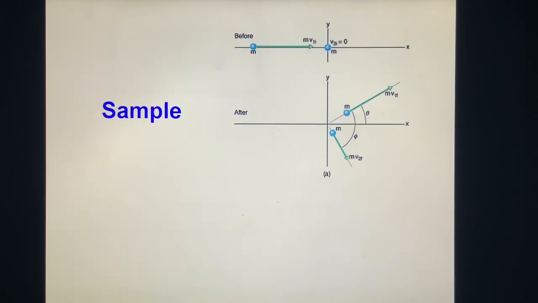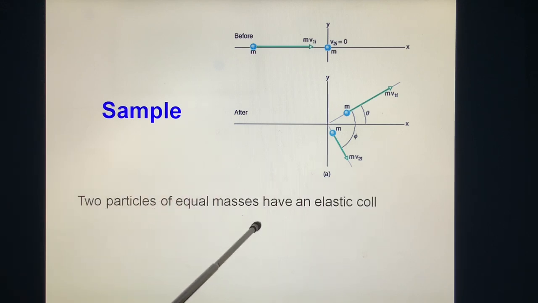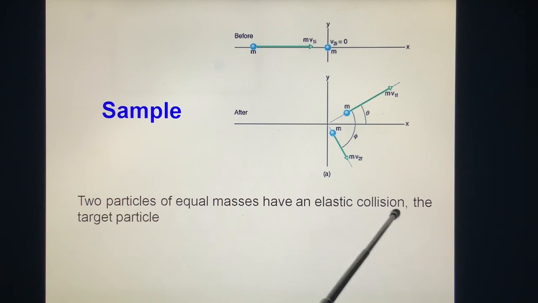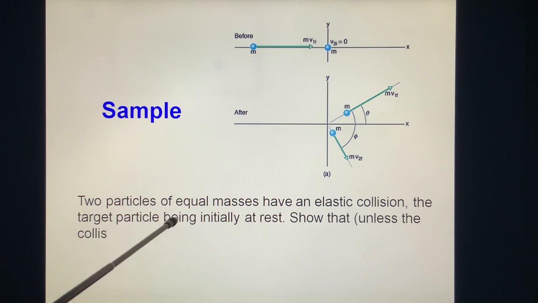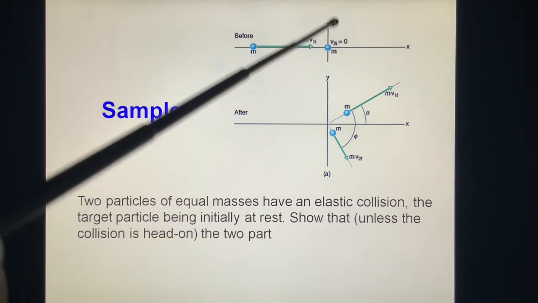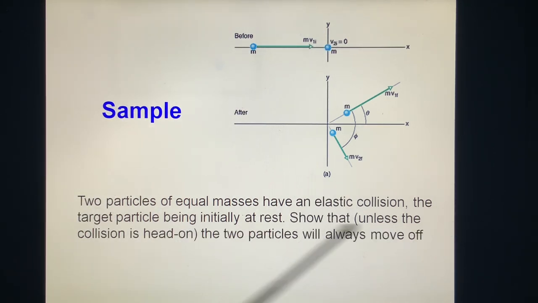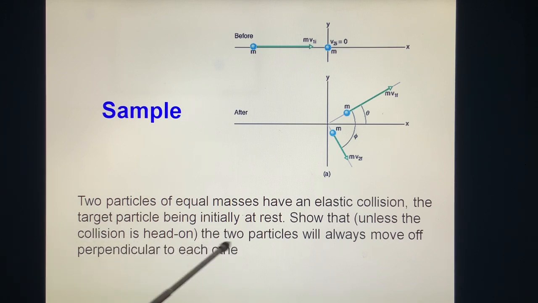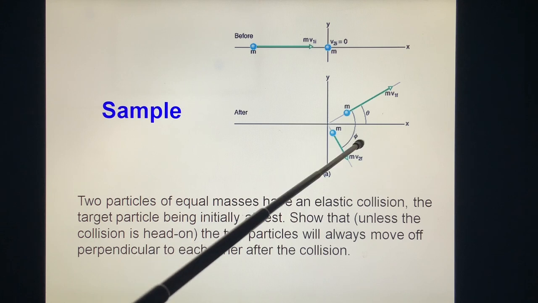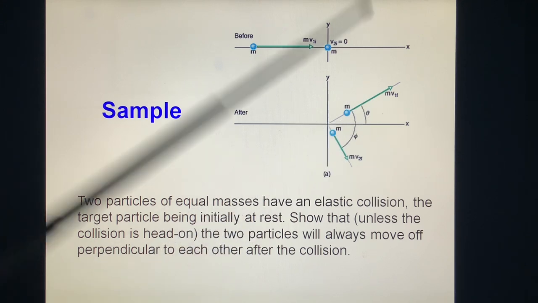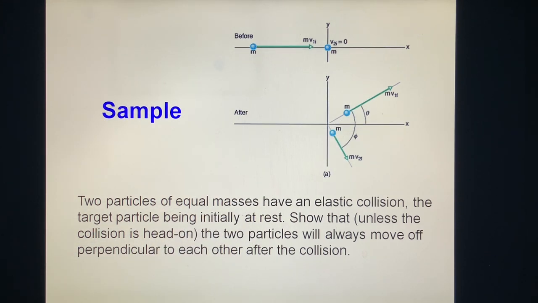Sample. Two particles of equal masses have an elastic collision, the target particle being initially at rest. Show that unless the collision is head-on, the two particles will always move off perpendicular to each other after the collision. They move off with this angle phi being 90 degrees. Prove it.